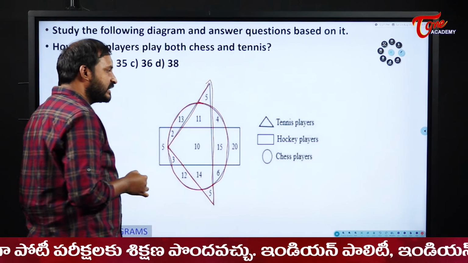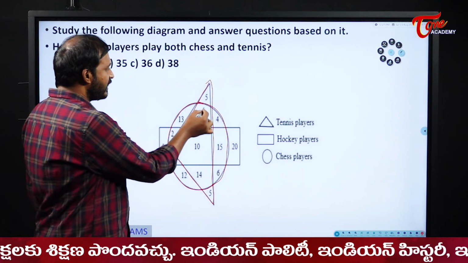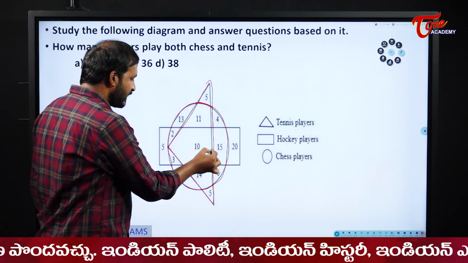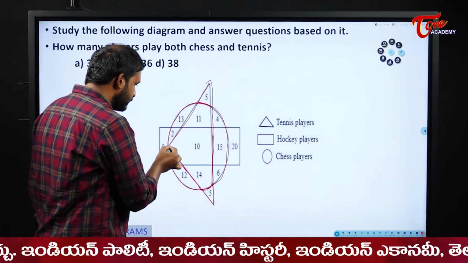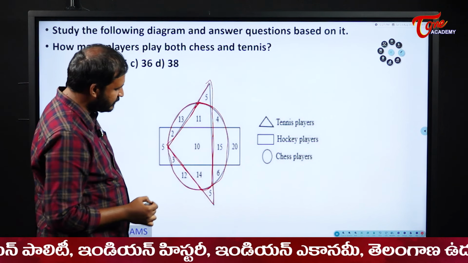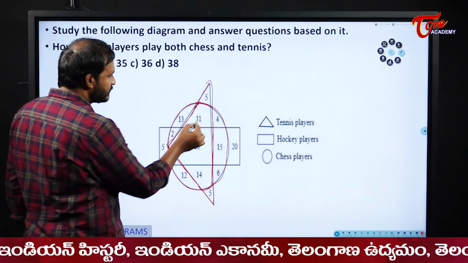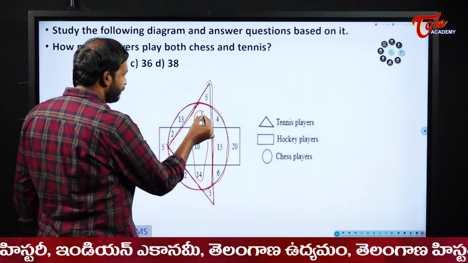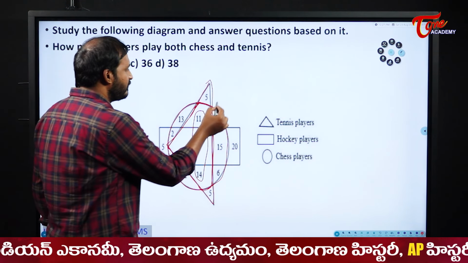So there is no negation condition. So just see where I have this circle and this triangle intersection. This is that portion, right? Circle and triangle intersection portion. So what are the common things I have? 10, 11 and 14.